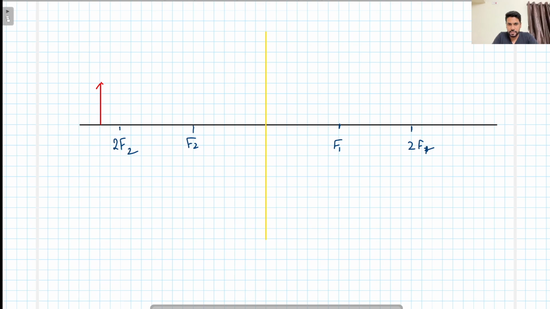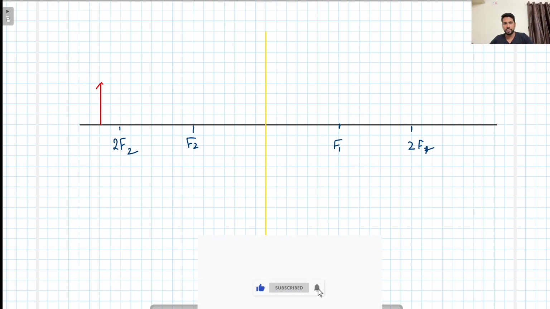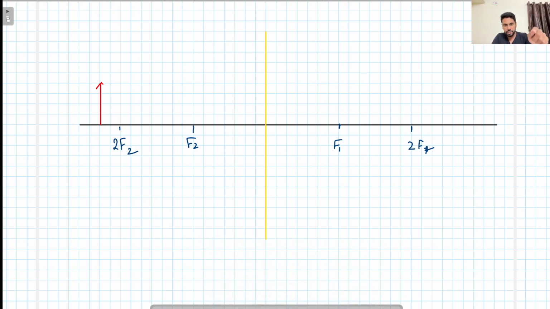F1 is at the distance of 7 blocks, F2 at the distance of 14 blocks, 7, 14, and this side is 7 and 14. So my distances are the same. My F1 is ready, my 2F1 is ready, my 2F2 is also ready. Now where is my object? Here is my object, and now I am going to form the ray diagram using 3 rules.